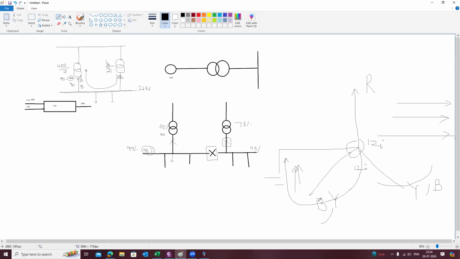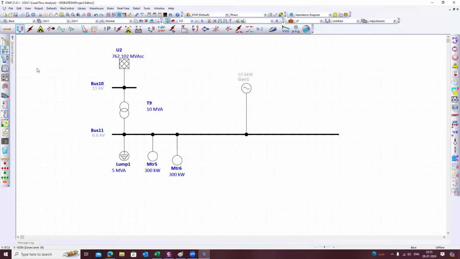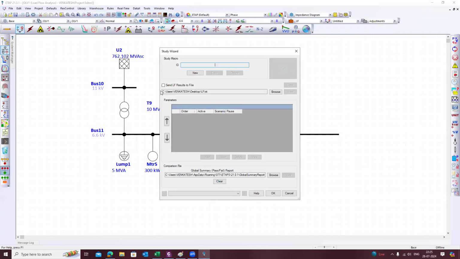I have one doubt regarding ETAP report making. In load flow analysis, I designed different configurations, so I need to make one report covering all configurations. How can I do that? There you have to go with the scenario wizard. There is something called the study wizard. In this you add whatever load flow cases you have, and you run it.